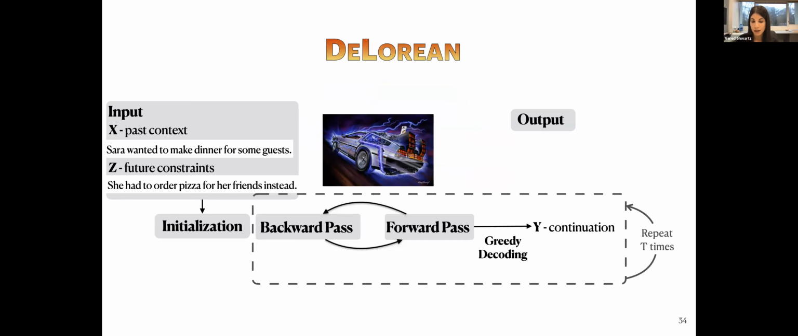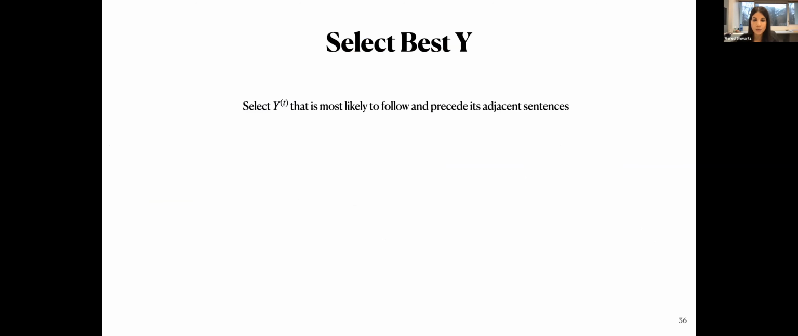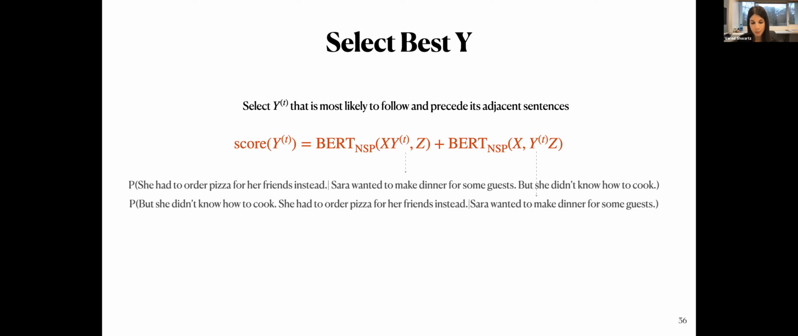So this process repeats for t iterations, and it takes some time to get good outputs, but we don't necessarily know which one of the t generated Y's is the best one. So we also have a step where we select the best one, and what we want is the Y that is the most likely to follow the past observation X and to precede the future observation Z. And we get that with the BERT model, which has an objective function of next sentence prediction, whether two sentences are adjacent. So we use that to rank the Y's.